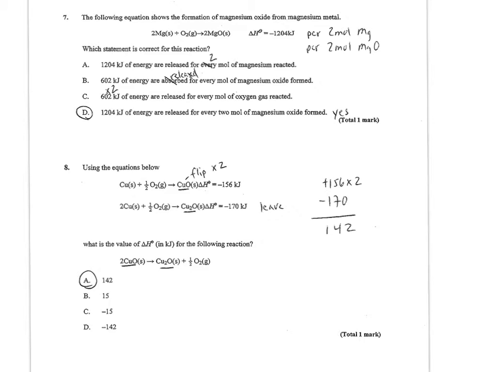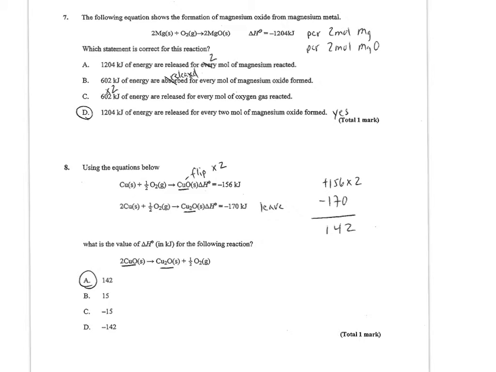So A, 1204 kilojoules of energy are released for every 2 moles of magnesium reacted. B, 602 kilojoules of energy per mole of magnesium oxide. That's true because they cut it in half, but it's being released, not absorbed, because it's a negative value. C, they're saying 602 kilojoules of energy are released for every mole of oxygen. No, it actually was 1204 kilojoules per mole of oxygen. There was no need to cut it in half. And D is the correct one, 1204 kilojoules of energy released for every 2 moles of magnesium oxide formed.